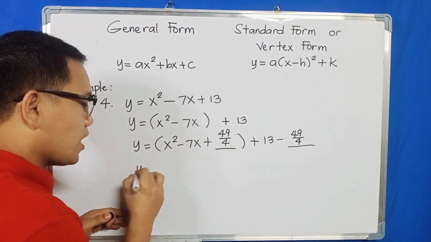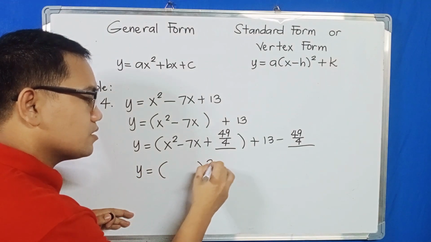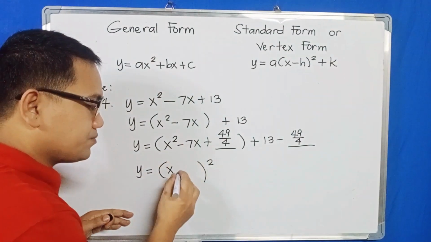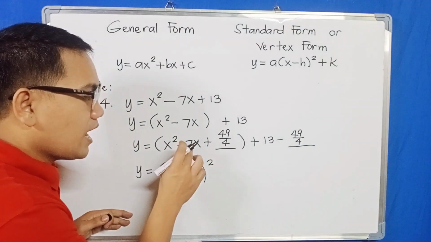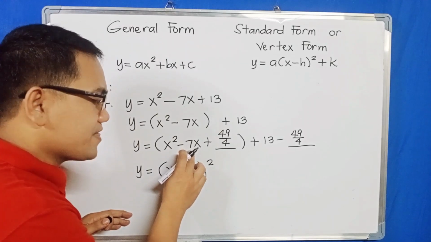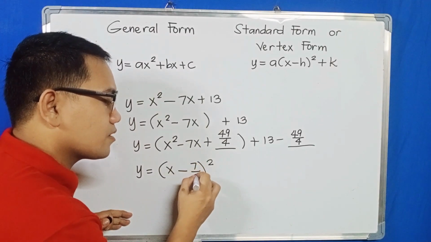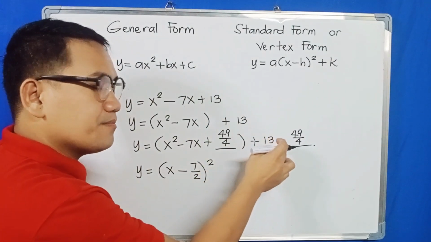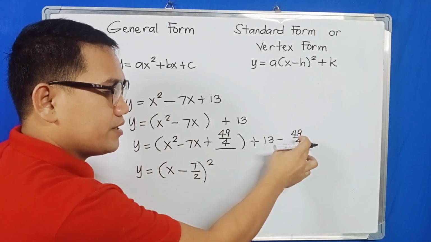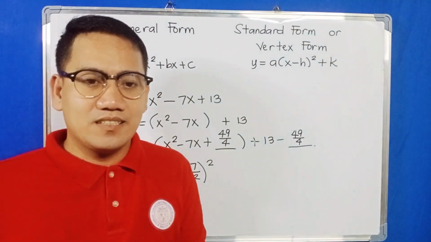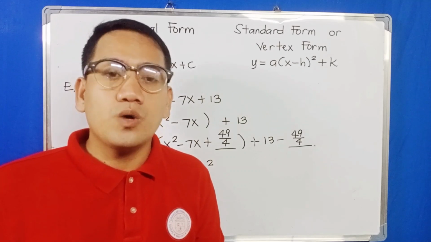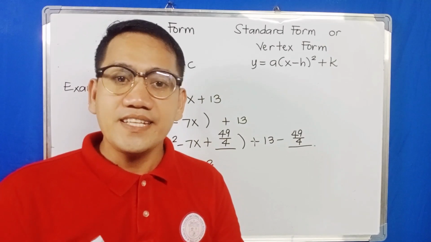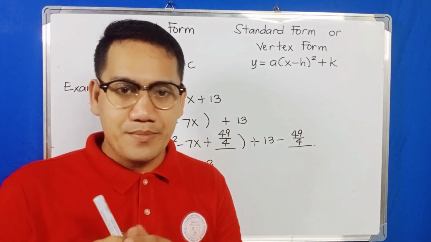So that is y equals square root of x squared, again, that would be x, sign of our second term, that is subtraction sign, half of the coefficient of x, and that is 7 halves. Then we will simplify 13 minus 49 over 4. Since we are subtracting fractions, all we need to do is apply the rules in subtracting fractions, wherein it is very necessary to have a common denominator.